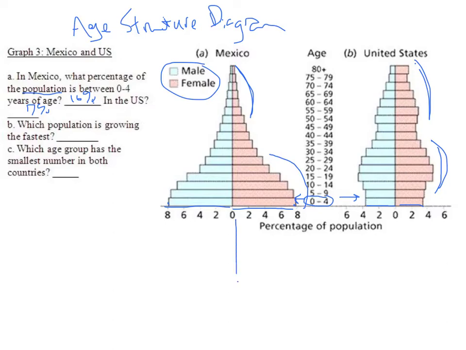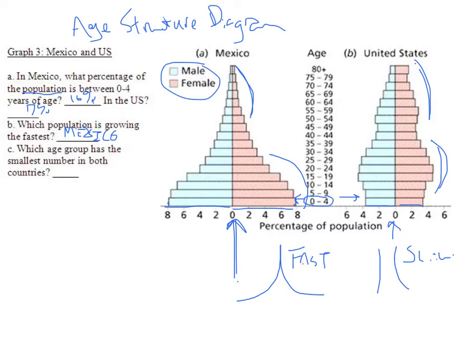Now B says which population is growing the fastest. The key is to look for this type of age structure diagram. An age structure diagram that's fat on the bottom and tapers a lot is quickly growing, so that grows fast. One that's more regular or uniform, like this United States one, is more slowly growing. So the faster growing population in this case is Mexico.